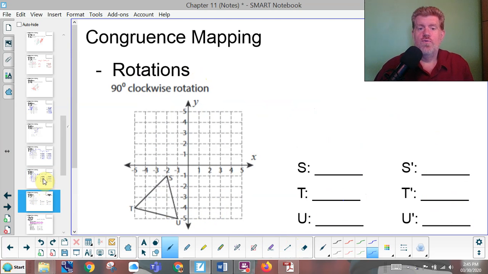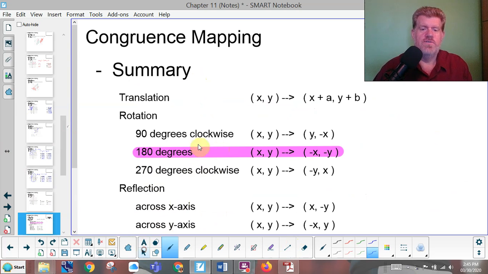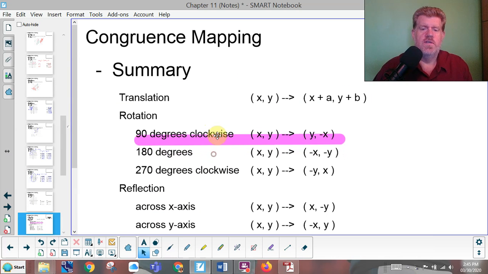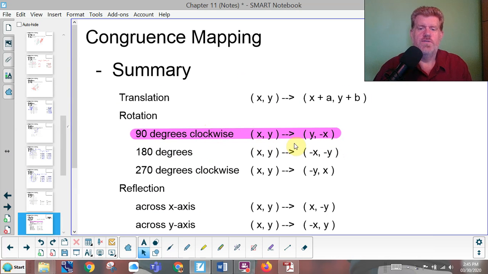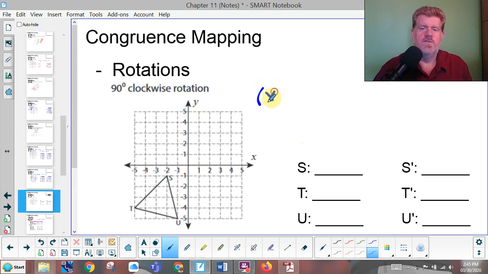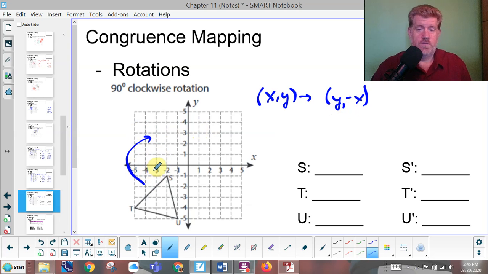And I've left one more, the clockwise rotation of 90 degrees. Our clockwise rotation will be this, where xy is going to become y, negative x. Okay, let's write that down. Xy is going to become y, negative x. So 90 clockwise means it should be up here somewhere. So if we get it up there, we know we did okay.